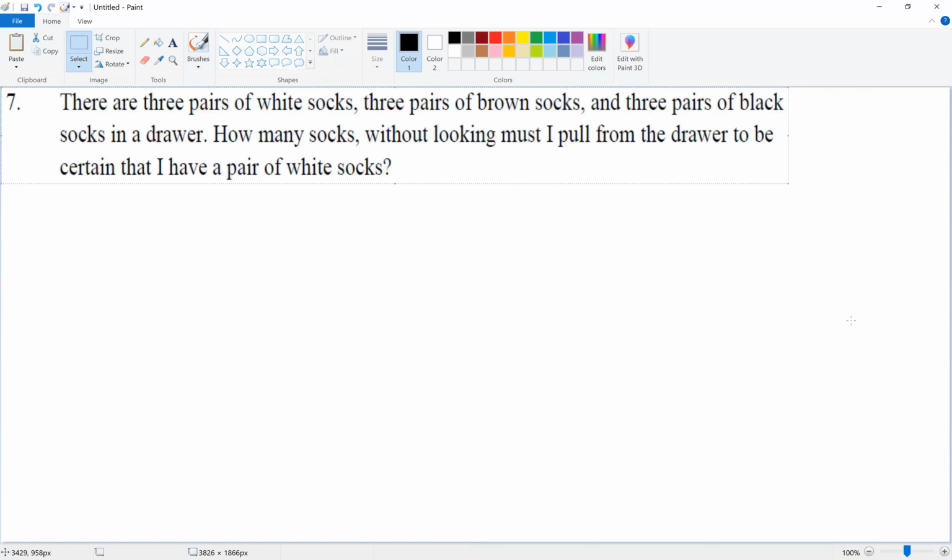Number 7, Nandini. I didn't do this one. Can you read the question? It says there are 3 pairs of white socks, 3 pairs of brown socks, and 3 pairs of black socks in a drawer. How many socks, without looking, must I pull from the drawer to be certain that I have a pair of white socks?